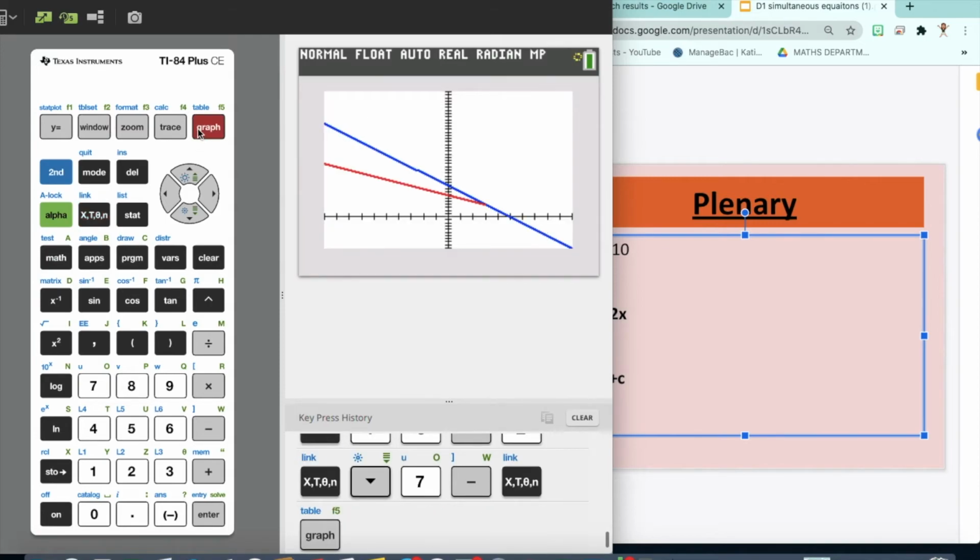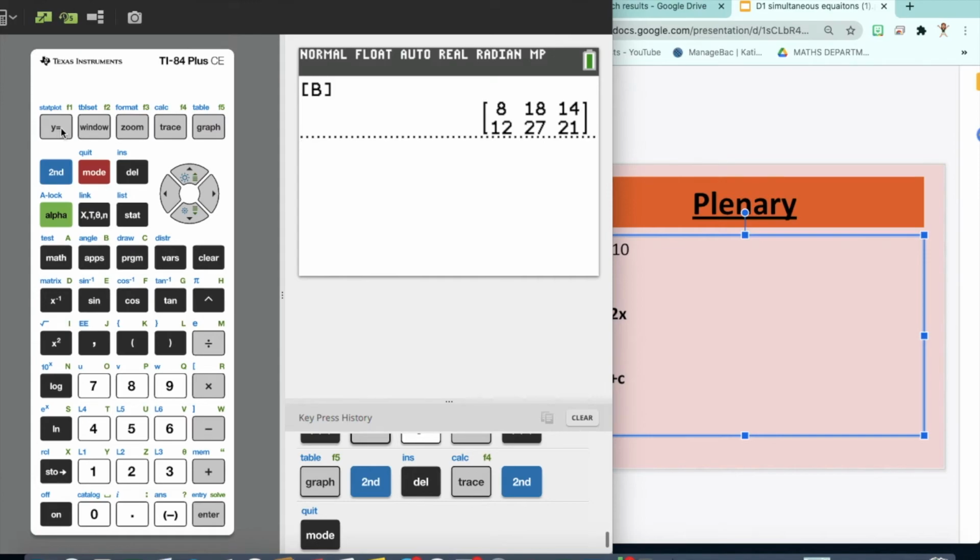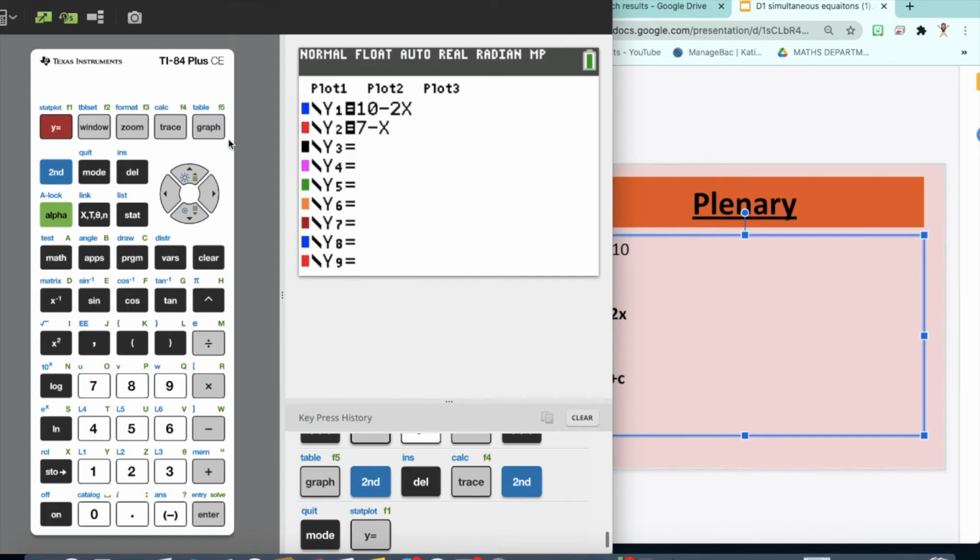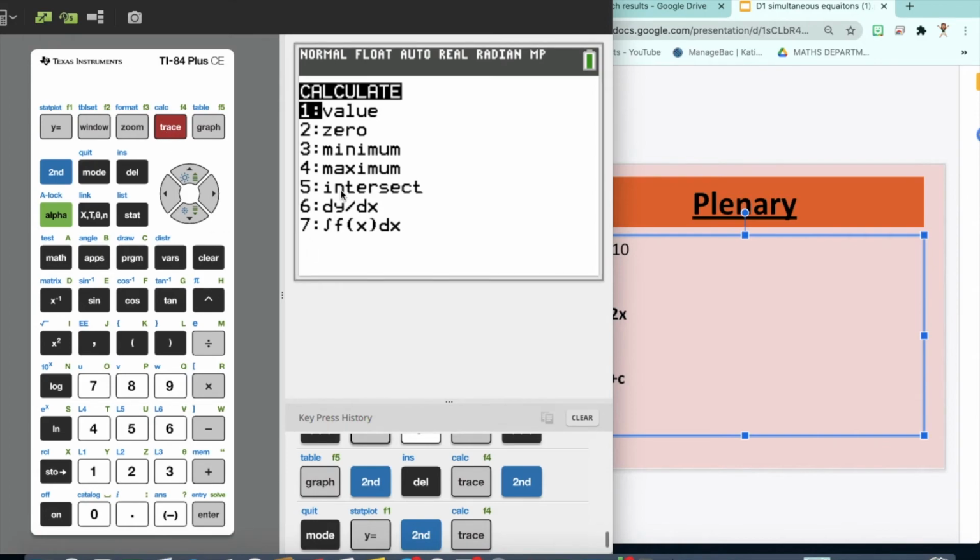So we're going to press graph, and you can see that they cross over. You can either use the calculator to work out where they cross over by just looking at the axes, but actually what we want to work out is the intersection. So we're going to press second trace. I didn't quite press that again, so I'm going to press second quit, go back onto the y equals, and we're going to press second trace again. We want to find an intersect, which is where two lines or two types of graphs cross.